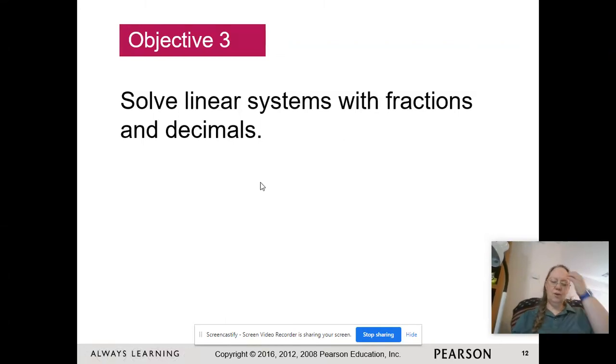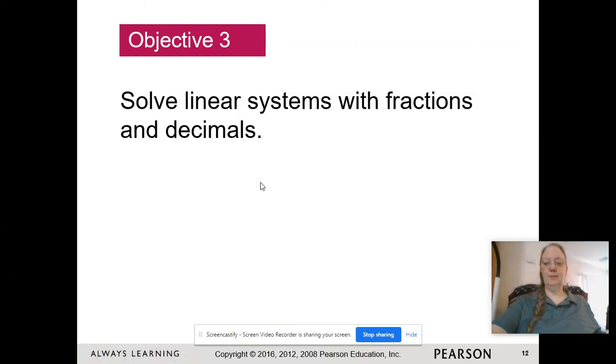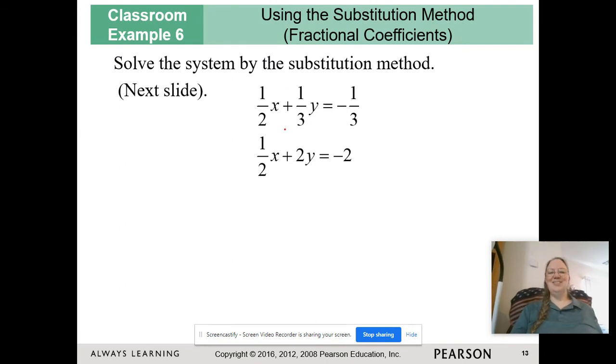All right, in the last video, we talked about solving by substitution, and we are going to just finish up these notes, solving by substitution. Only this time we've got fractions. All right, so 1/2 x plus 1/3 y is equal to negative 1/3. 1/2 x plus 2y is equal to negative 2.